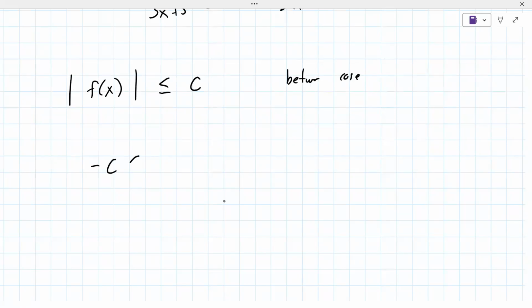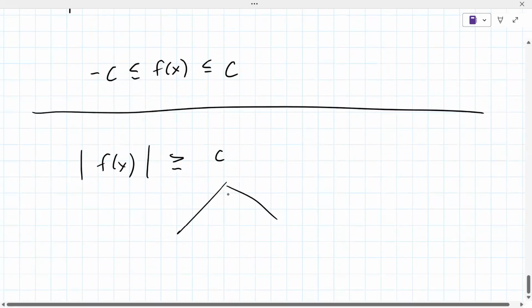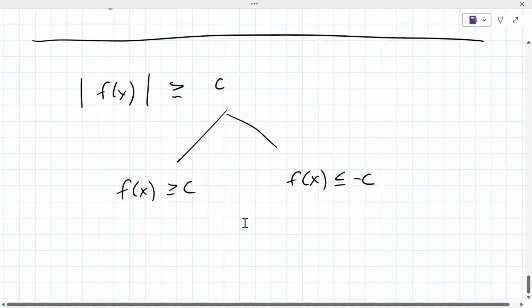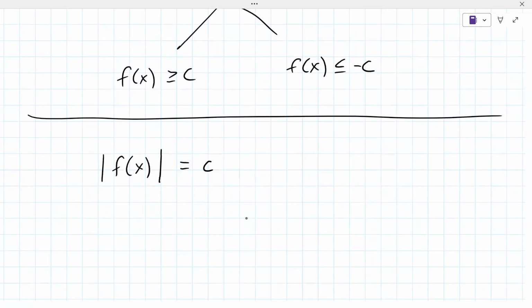Okay, this is where you put -c less than or equal to f of x less than or equal to c. The next one that you might see is when it's something inside parentheses greater than or equal to c. This is the or: f of x greater than or equal to c, f of x less than or equal to -c. And then the one that you learn first typically, but we did it in this order, is where you have an equal sign. You set it equal to c and equal to -c. Any questions on that, thoughts on that before we move on to something else?